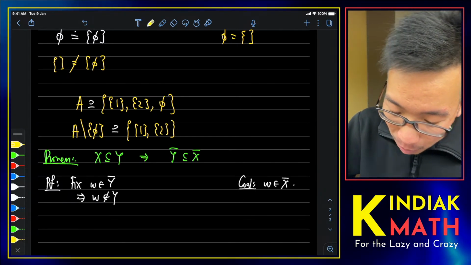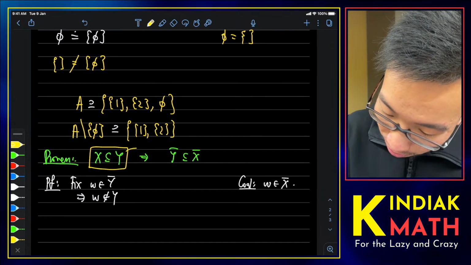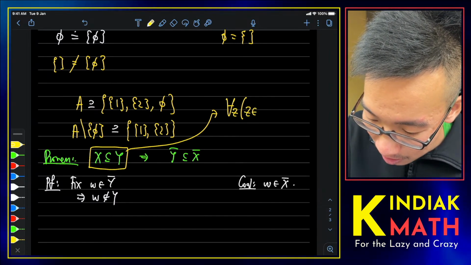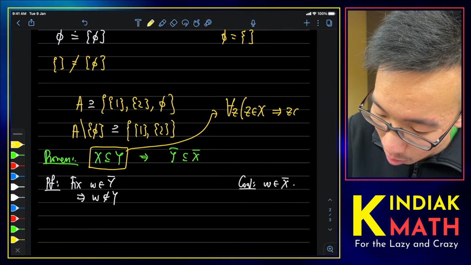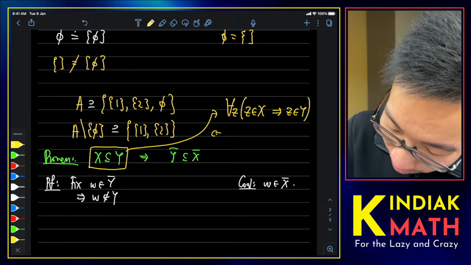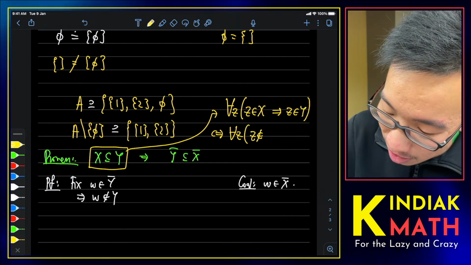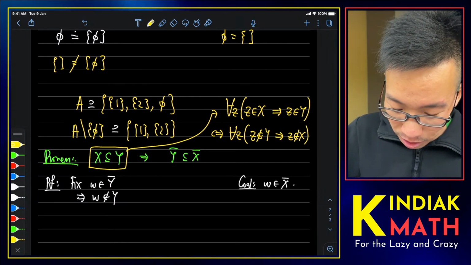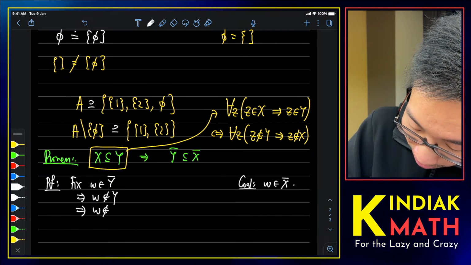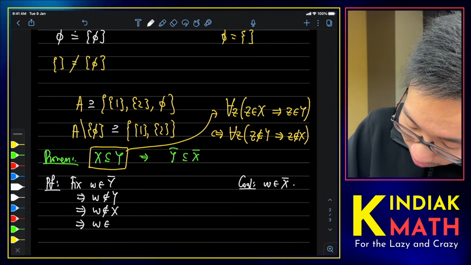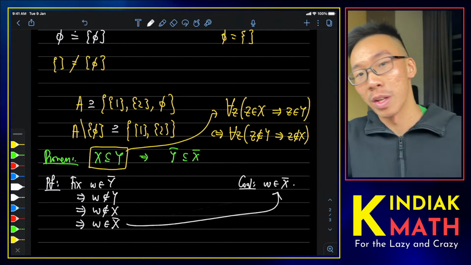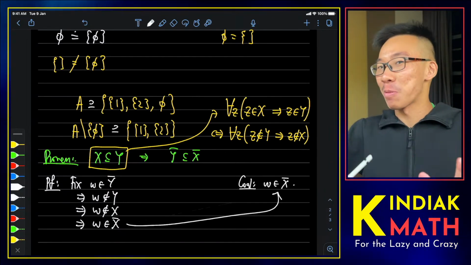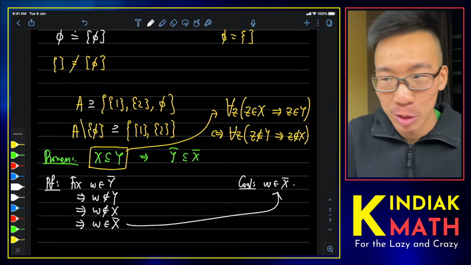And at this point in time, we might be a bit stuck. Well, we can think about what it means for X to be a subset of Y. This means that no matter which item I have, if the item belongs in X, then it belongs in Y. This is equivalent to saying that no matter which Z I have, if Z is not in Y, then Z is not in X. In particular, since we're using W, we can use this result to conclude that W is not in X, which means that W is in X complement, which is the goal that we were looking at.